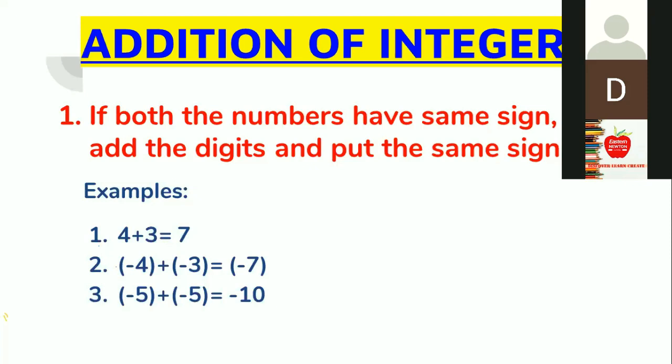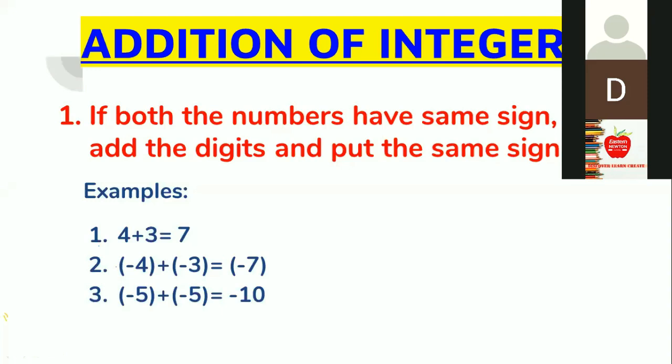So both the numbers are positive values. So you can just add the numbers and put the sign. What is the sign here? Positive. So if you put it or if you leave it, there is no effect. You can directly add and write the answer. Okay, so the second example is also similar.